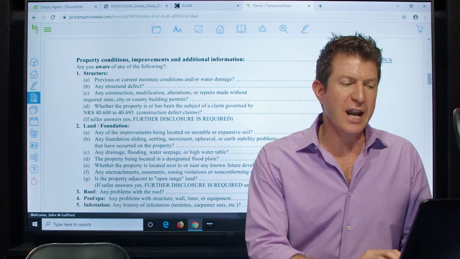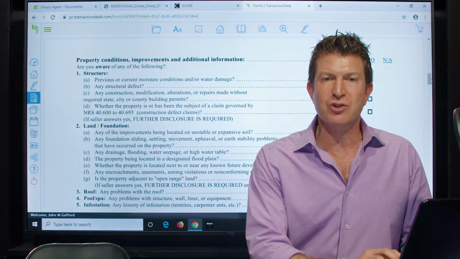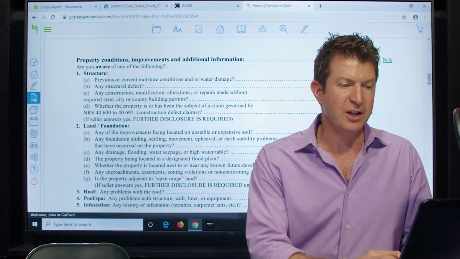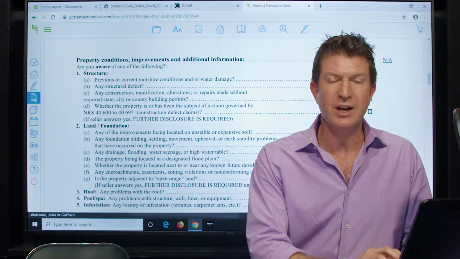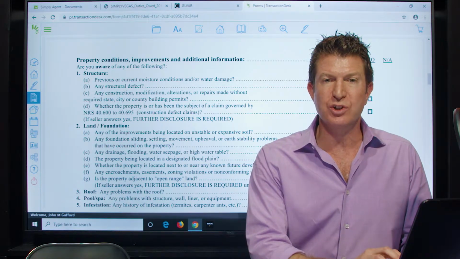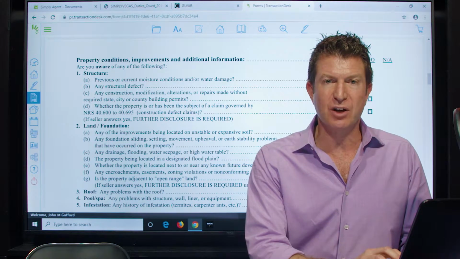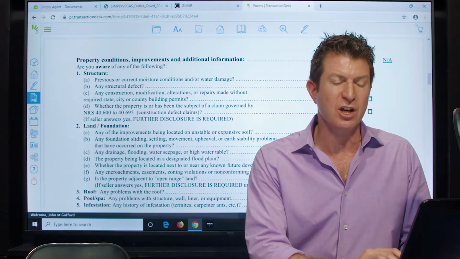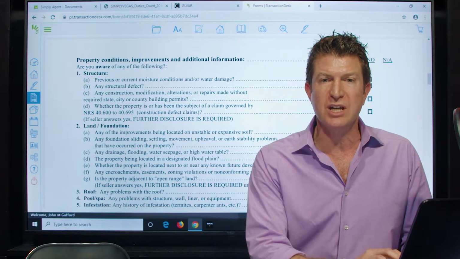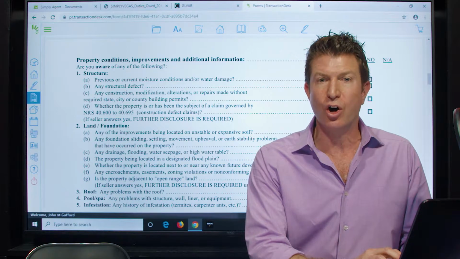Going through to the next page, there's some very important, very misunderstood questions on the next page. The first one is very simple. If there's ever been any kind of water damage in the property, your seller must mark yes. The next page after this one is going to have explanations. So any box that gets marked yes on this page, your seller has to write an explanation on the following page.